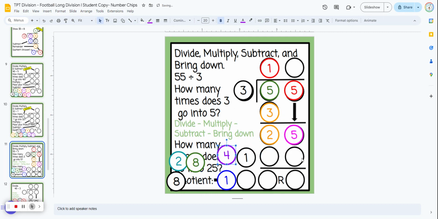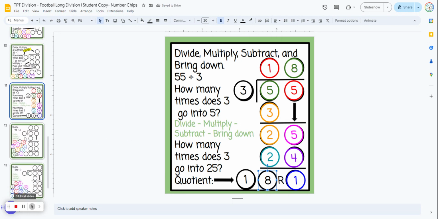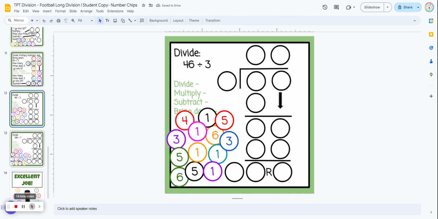Now 3 goes into 25 8 times, so the 8 goes up here. We're going to multiply these numbers on the outside, 8 times 3, and get 24. Next step is subtract, and we get our remainder of 1, so 18 remainder 1. So it just gradually walks them through these steps. And they've got a couple more to practice.